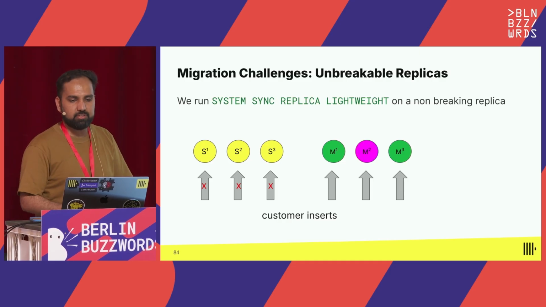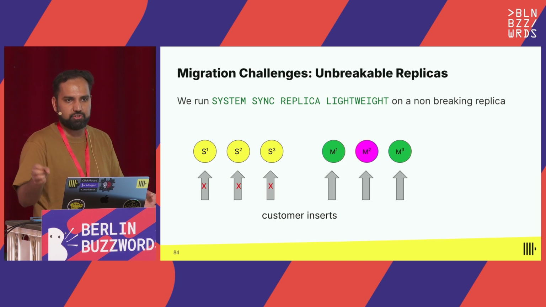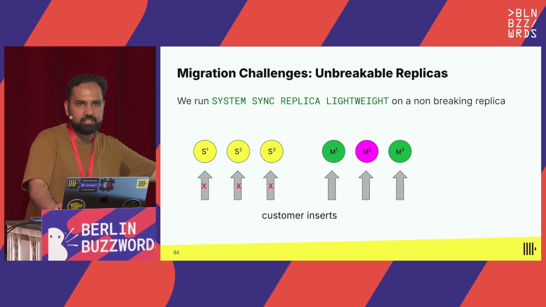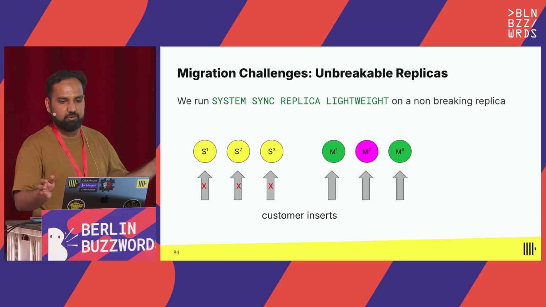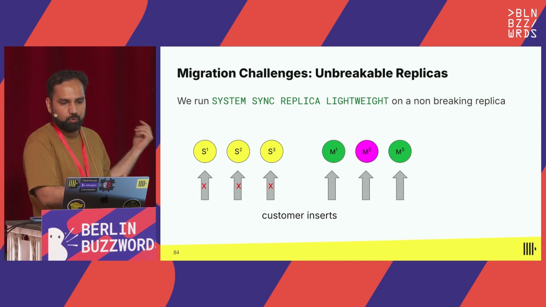And then at some point, we run this system command called SYSTEM SYNC REPLICA LIGHTWEIGHT. This command is meant to copy over the catalog and wait for all the synchronization to happen. The problem is, unless you're specifying which replicas to wait on, it's going to wait on all replicas, right? So in this case, M2, the purple replica, is not only going to wait for inserts and synchronization to happen from S1, S2, S3, but it's also going to wait for the synchronization to happen from M1 and M3. And so it will wait forever, because M1 and M3 are always going to be around because they're part of the new replica set. They're not part of the old one.